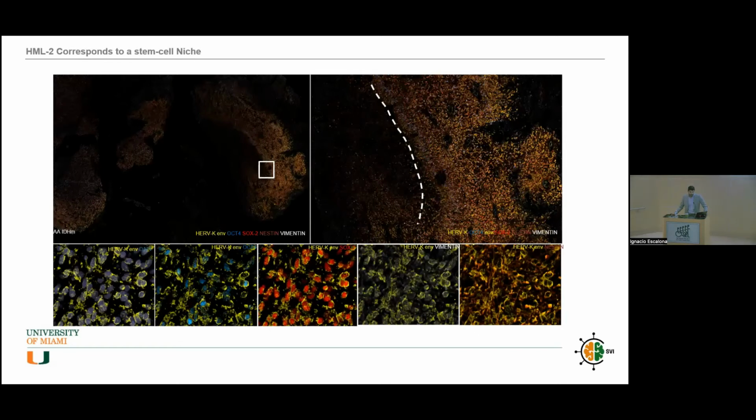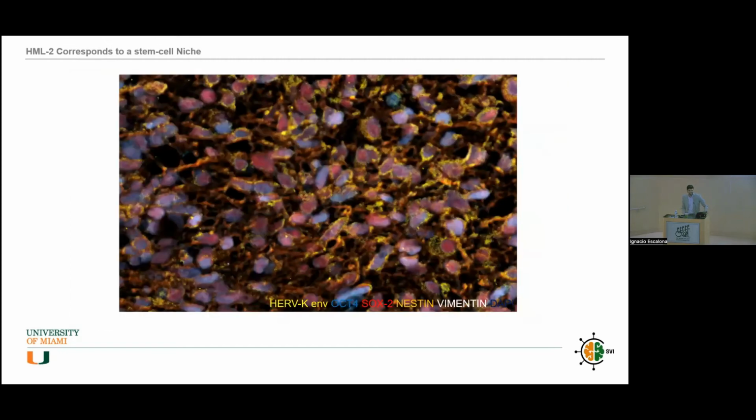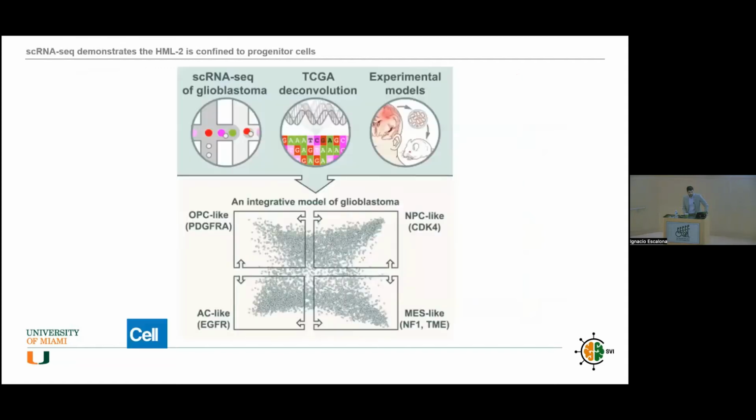Now we're staining for about 11 different stem cell markers in GBM. Here we're staining for OCT4, SOX2, Nestin, and Vimentin at the same time, along with HERV-K. You can see there's an area enriched in stem cell markers and an area which is not. This entire slide is GBM, but there are certain areas which are stem cell-like and certain areas that are not. This is what I call the stem cell niche. And you can see HERV-K is highly expressed in those stem cell rich areas in GBM. Here you can see that the cells enriched in these stem cell markers are also enriched in HERV-K as well.